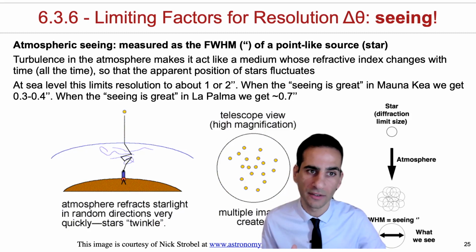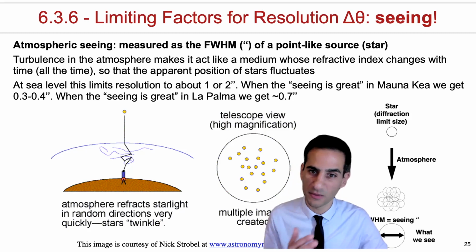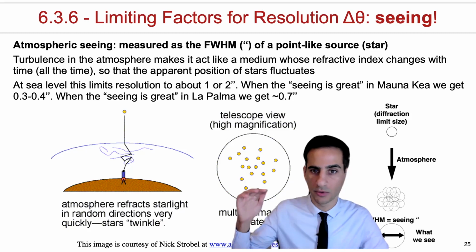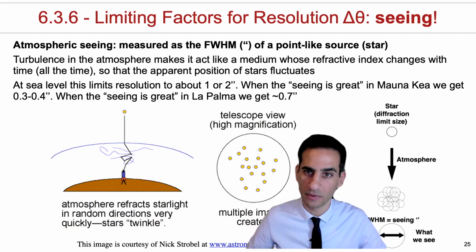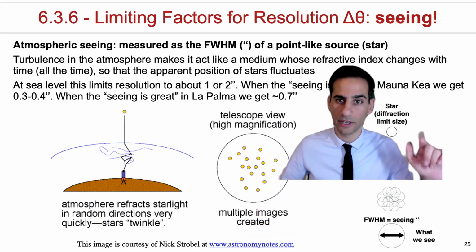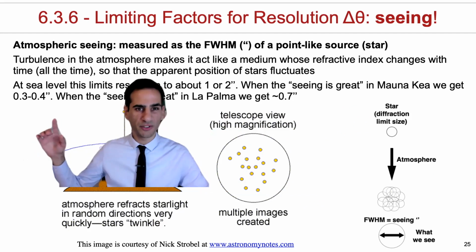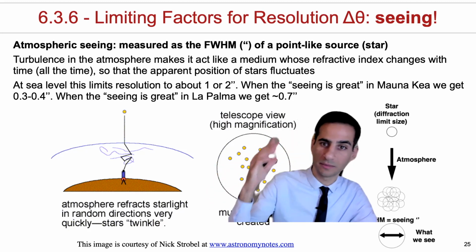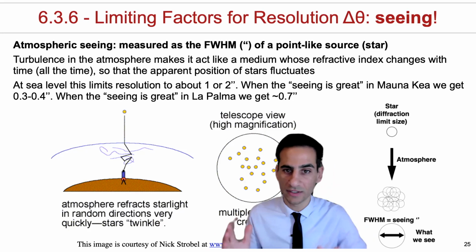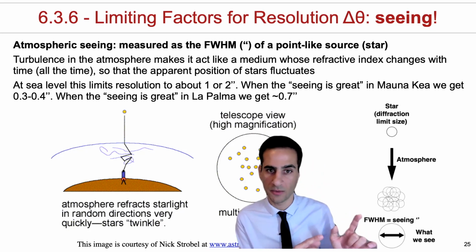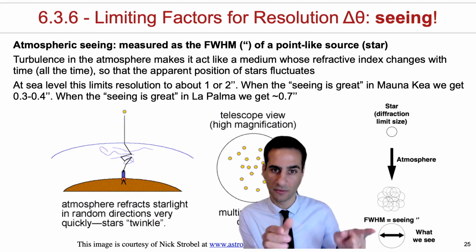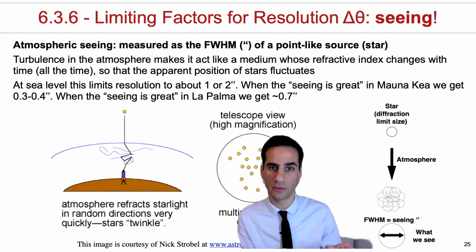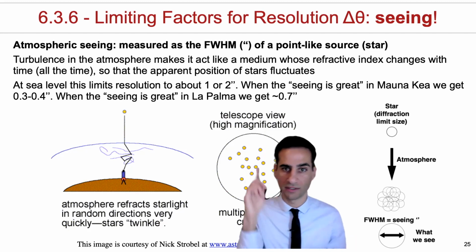It is quite important to point out that at sea level, this limits the resolution to always around 1 to 2 arcseconds. And if you go to really high places where the atmosphere is incredibly stable, some of the sites include, for example, Mauna Kea, you can very easily get to something like 0.3 to 0.4 arcseconds. And some of the other places that are really good, you can get to something like 0.7 arcseconds. What does this mean? It means that a star that otherwise would be a point-like source, when you actually image it, will have a size from 50% to 50% of the peak of about 0.7 arcseconds, in this case in La Palma.